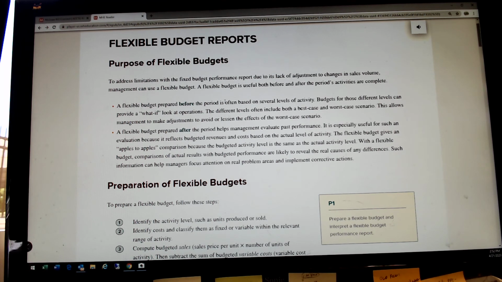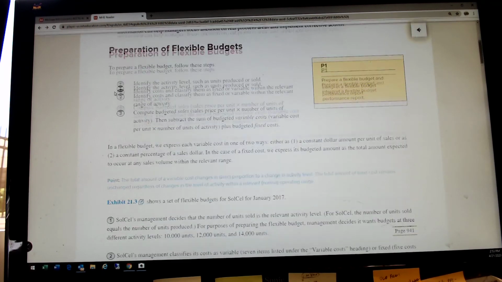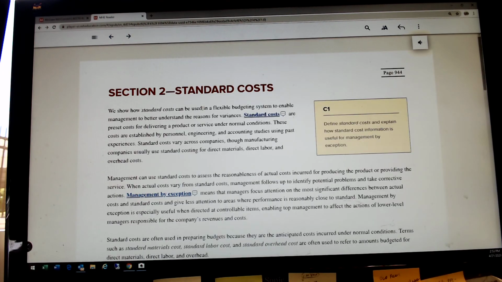flexible budget. And then after a month goes by or a quarter or a year, and we determine what level we actually attained, we compare our revenues and expenses that we actually incurred to the proper level as computed on the flexible budget to determine if we're over or under budget and if any corrective action needs to be taken. So anyway, that's the first part of the chapter. I don't want to get into the second part quite yet until we have time to do that.